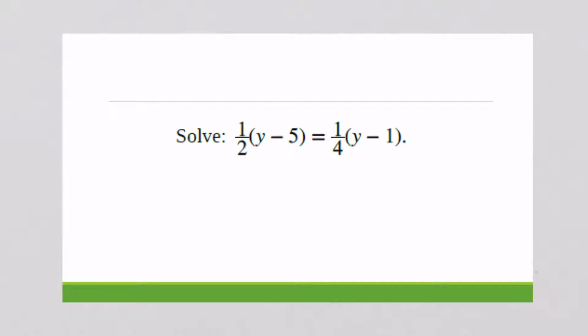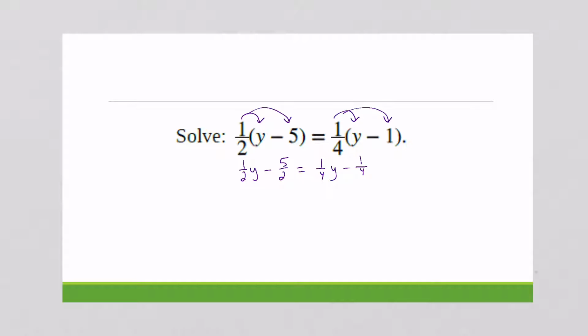Okay, for this problem right here, there's several ways to work it, and as long as you're performing legal moves, then there's multiple ways that you could start this thing off. I'm going to recommend, because I feel like everybody is already in this habit of just distributing, go ahead and do that. Then I'm going to show you how to get rid of the fractions. So 1/2 times y, you get 1/2 y. 1/2 times negative 5, you get negative 5 halves. 1/4 times y, you get 1/4 y. 1/4 times negative 1 is negative 1/4.